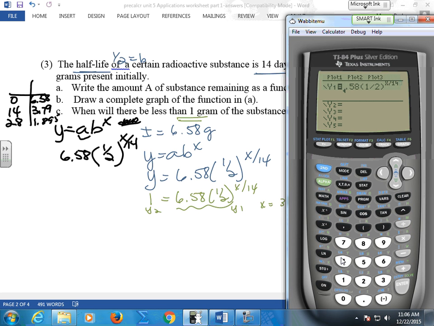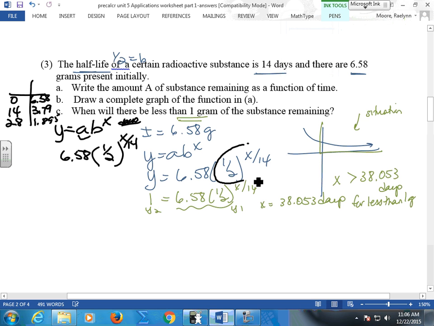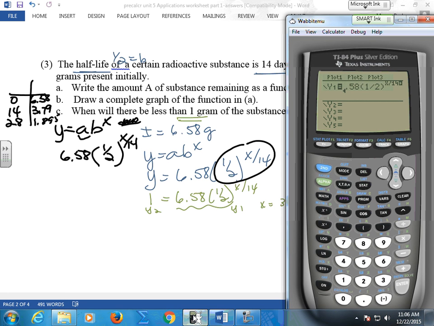Y equals 6.58, 1/2. And don't forget, your exponent only goes to this 1/2. You can't multiply 6 times the 1/2. It only belongs to the 1/2. So now when we want to hook this up with 1, you might just want to start with the Zoom 6. And then see it decreasing, where it came from quadrant 2.